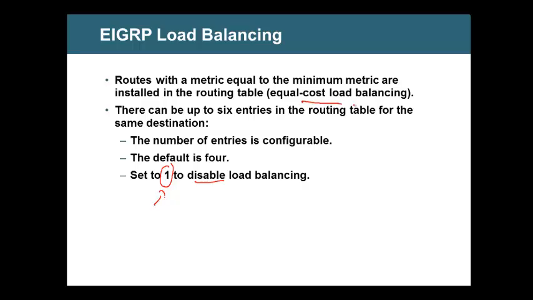Equal cost load balancing up to 4 by default. In some versions, maximum up to 6 you can have. The number of entries is configurable. By default it is 4. You can go up to 6. In some versions of EIGRP you can go up to 32. It's not 6, up to 32. You can specify the number. The maximum-paths command, that's the command, maximum-paths.